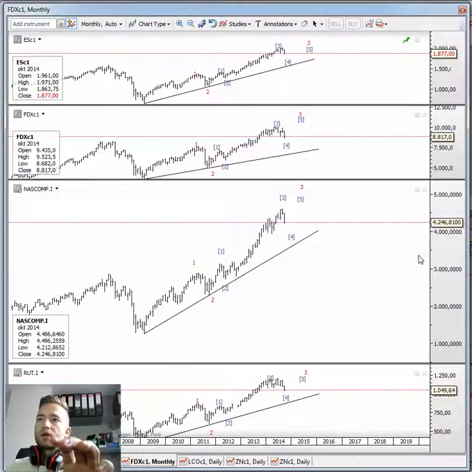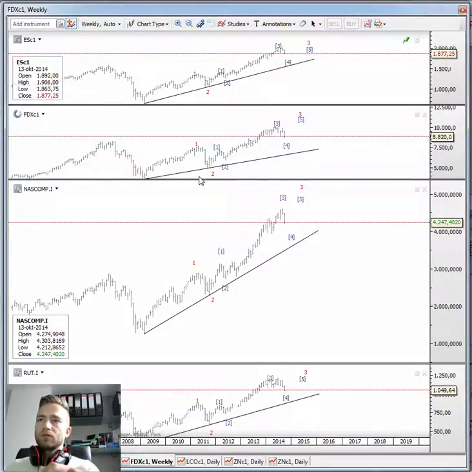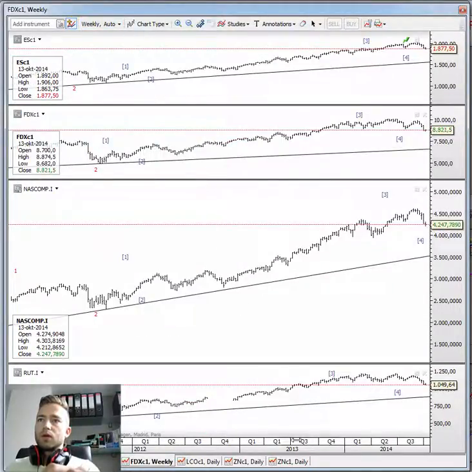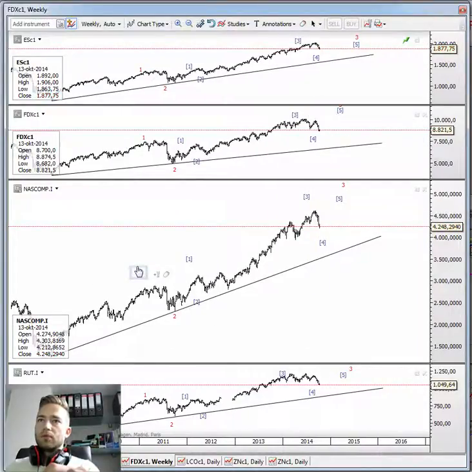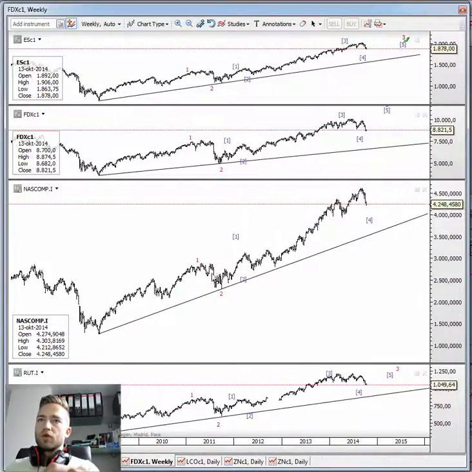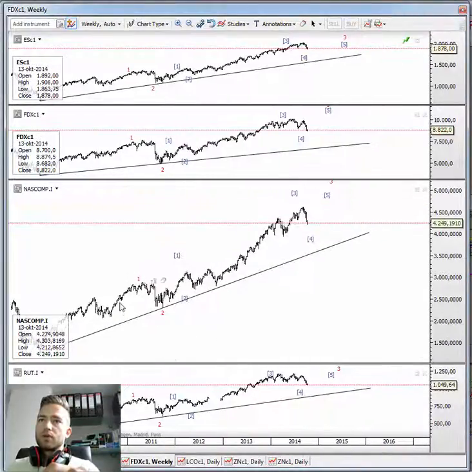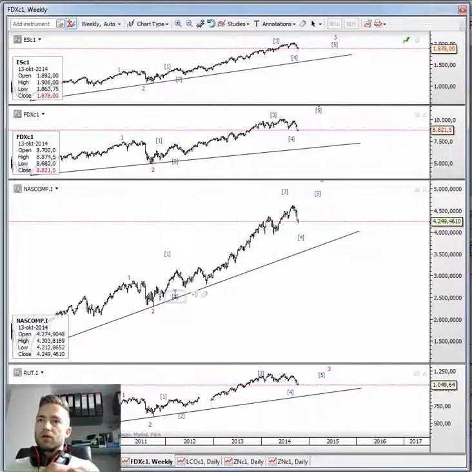Okay, so actually let's switch it to the weekly chart, and you will see that on Nasdaq I labeled this as a wave 1 move from these 2009 lows, which could maybe also be a flat, but I will not go into the details because I don't think that's important at the moment. So this is wave 1.